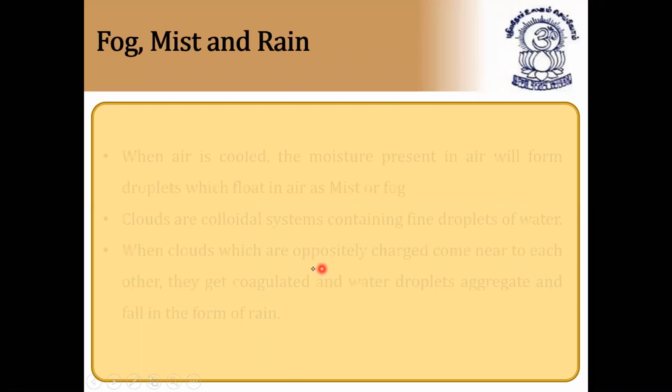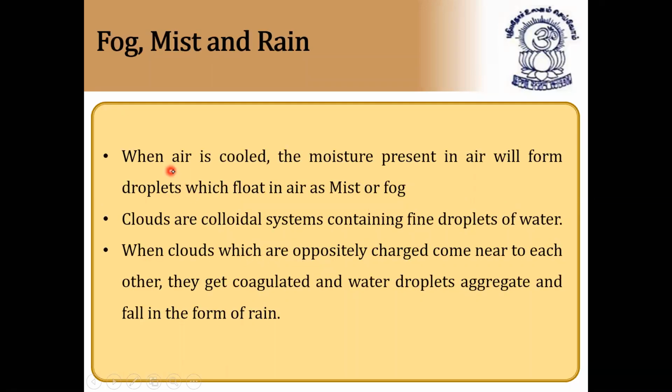Next, fog, mist, and rain. When air is cooled, the moisture present in air forms droplets which float in air as mist or fog. This is also a colloidal system. Clouds are colloidal systems containing fine droplets of water. As I told you, cloud is an example of liquid in gas.